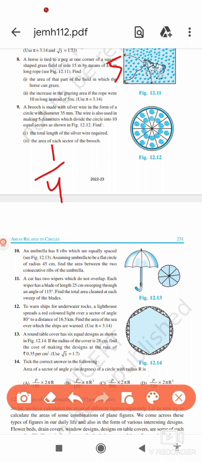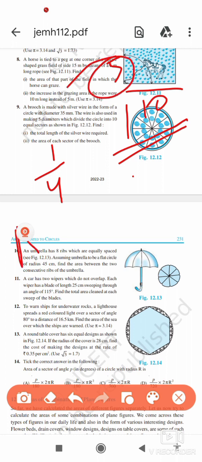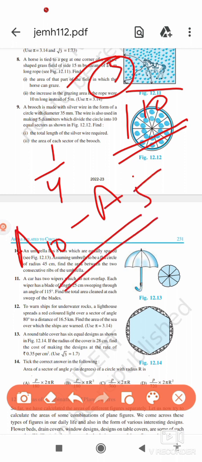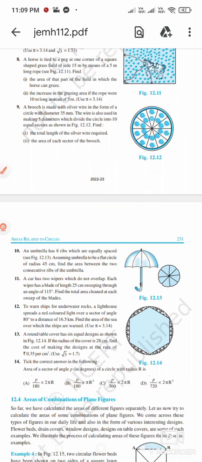Find the increase in the grazing area if the rope were 10 meters long. So if it was 10 meters long instead of 5, I will increase this radius to 10 meters and find the area of this sector, and subtract the area of the earlier sector. So area for 10 minus area for 5 will give me how much increase in area there would be. Next.